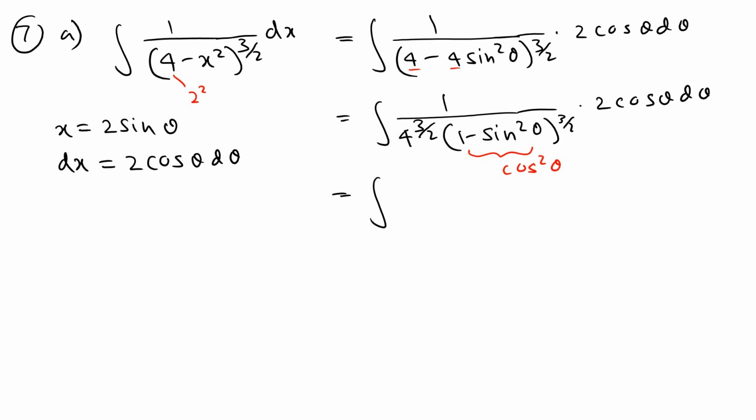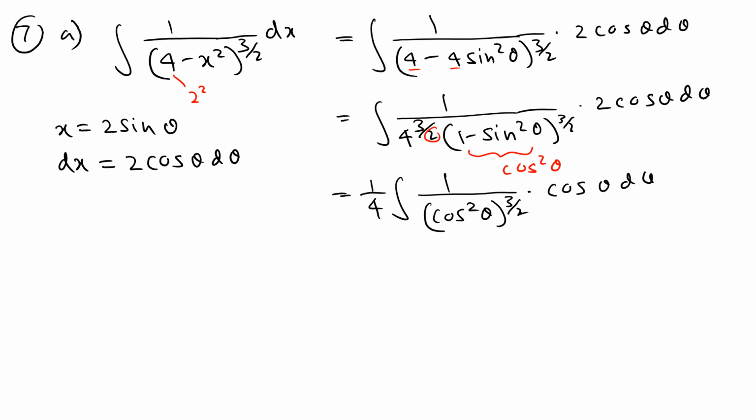So the next step is 4 to the 3 halves, which means 8, because it has a square root, which is 2, cubed is 8. So 8, and then we have 2 there, so that's going to be 1/4. You can write the 1/4 outside just to make the calculation look simpler. So we have 1 over cosine squared theta to the 3 halves, and then cosine theta d theta. You can see that cosine squared to the 3 halves means the 2 gets cancelled, so it's simply cosine cubed. So that means 1/4 times cosine theta over cosine cubed theta d theta.